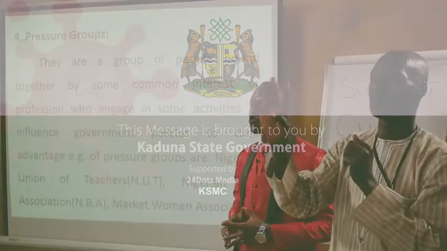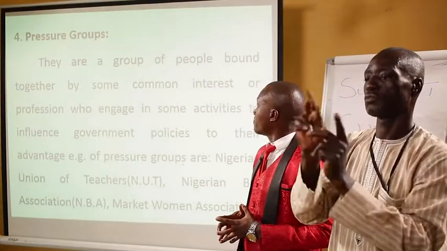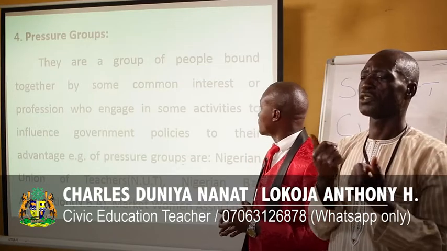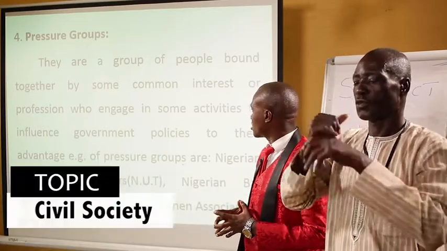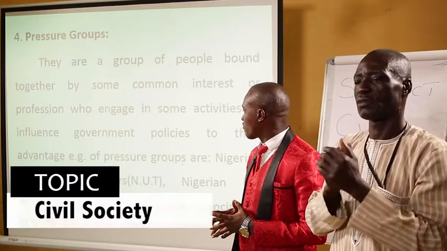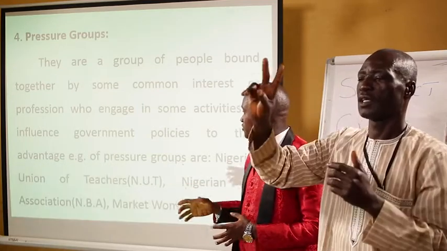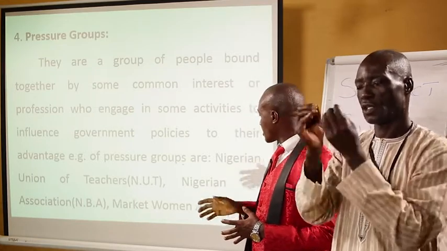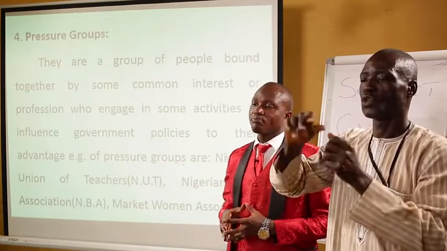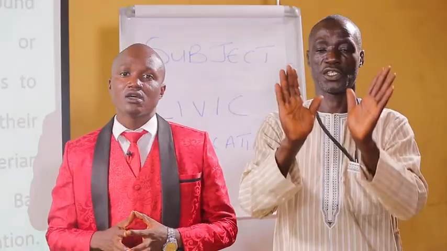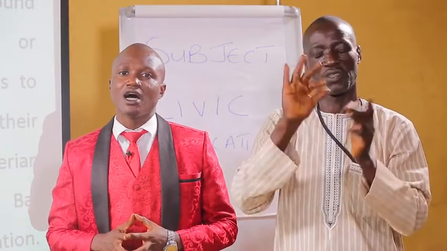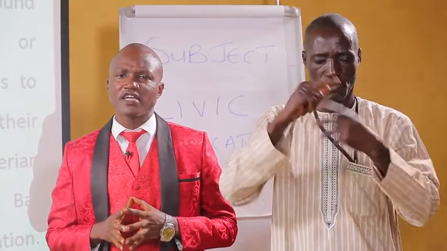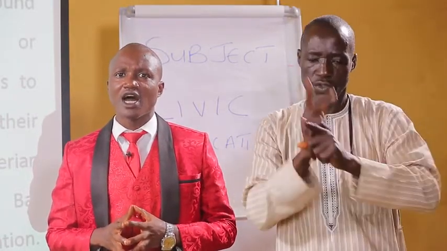Number 4, we have pressure groups. They are a group of people bound together by some common interest or profession who engage in some activities to influence government policies to their advantage. Examples of pressure groups are Nigerian Union of Teachers, NUT, Nigerian Bar Association, NBA, Market Women Association. So pressure groups are also non-governmental. They are not political. And pressure groups are usually groups that fight for the interest and welfare of their members.